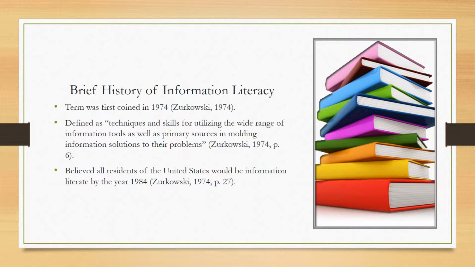The term information literacy was first used in 1974 by Paul G. Zurkowsky in a study he conducted for the National Commission on Libraries and Information Science. He defined this term as techniques and skills for utilizing the wide range of information tools as well as primary sources in molding information solutions to their problems. Zurkowsky predicted that the United States would have universal information literacy by 1984.